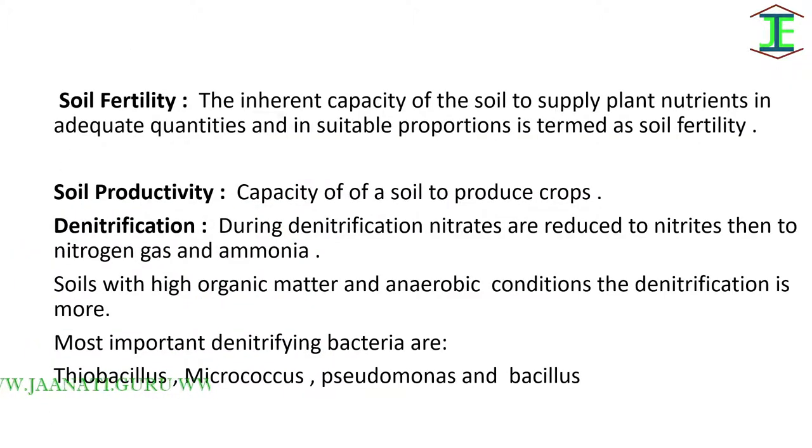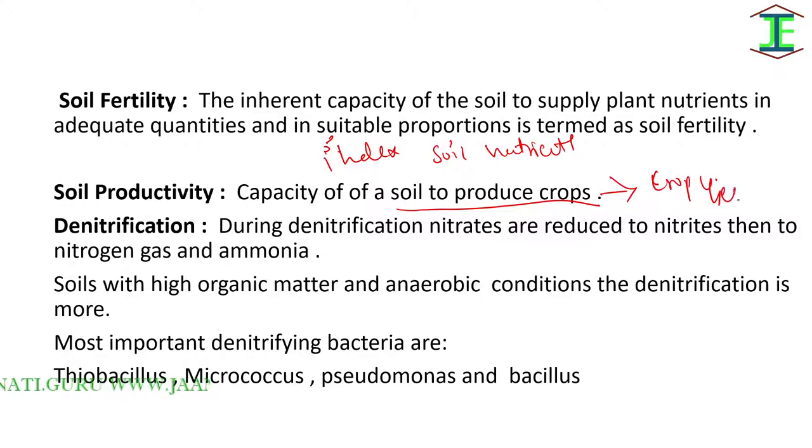Next, soil fertility. Soil fertility is the inherent capacity of the soil to supply plant nutrients in adequate quantities and in suitable proportions. Soil productivity is the capacity of soil to produce crops. Soil fertility is the index of soil nutrients, while soil productivity is the index of crop yield. Soil fertility is analyzed in the lab, but soil productivity is analyzed only on the farm.